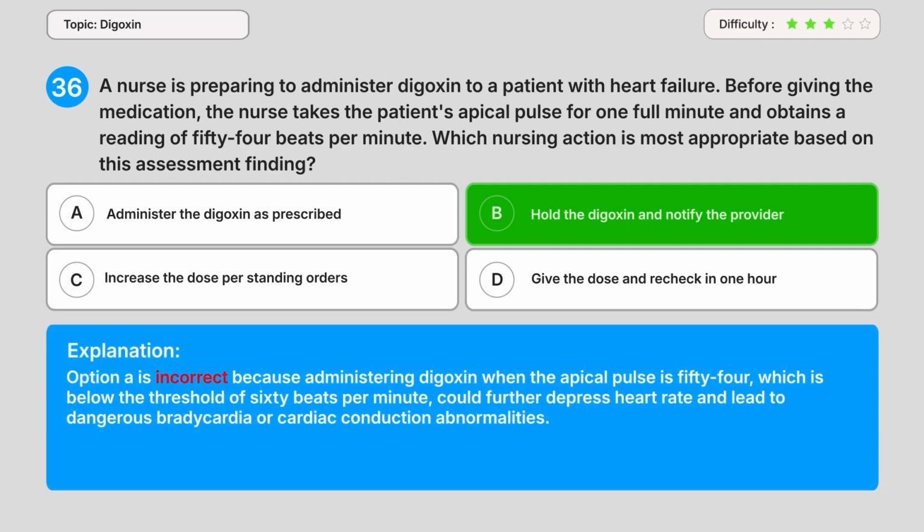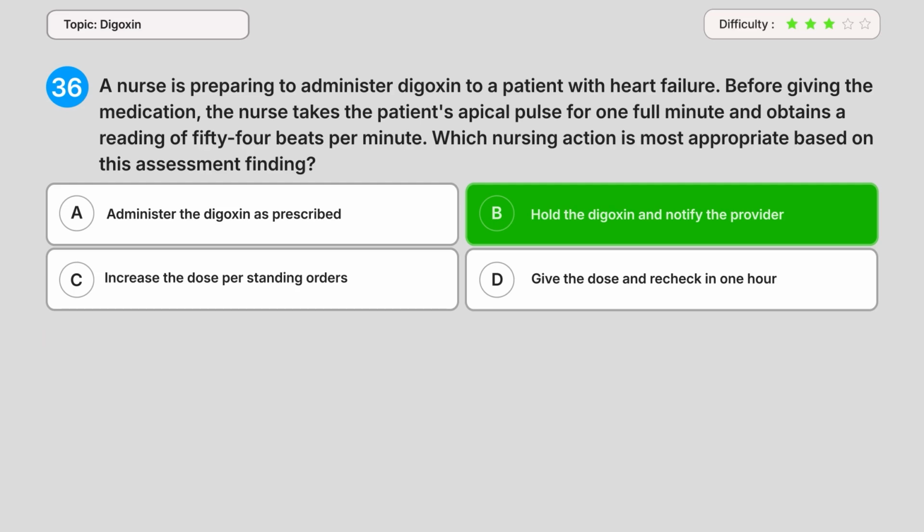Option A is incorrect because administering digoxin when the apical pulse is 54, which is below the threshold of 60 beats per minute, could further depress heart rate and lead to dangerous bradycardia or cardiac conduction abnormalities.